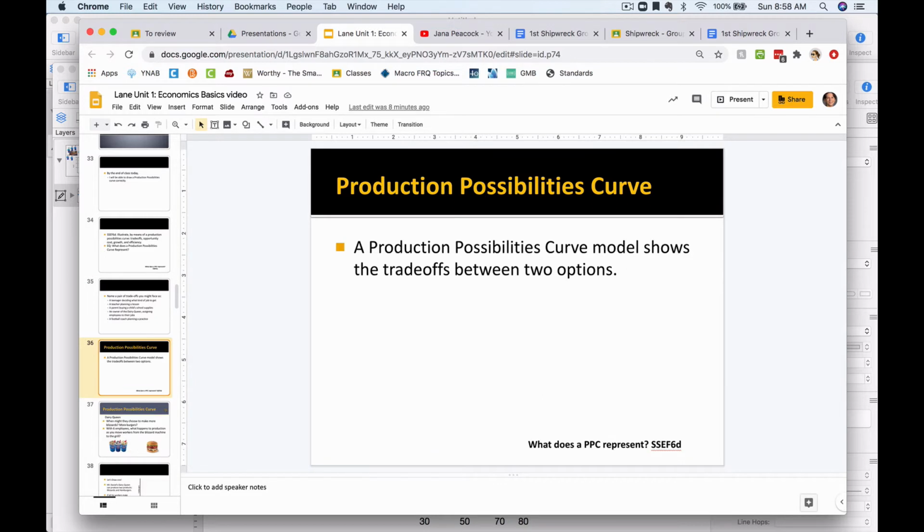So a production possibilities curve is a model that shows the trade-offs or opportunity cost between two options. This is going to be a graph, and we're going to draw it out as such. I'm going to show you how to construct a production possibilities curve, and from here on out I'm probably going to call it a PPC, which is the shortened version of production possibilities curve.